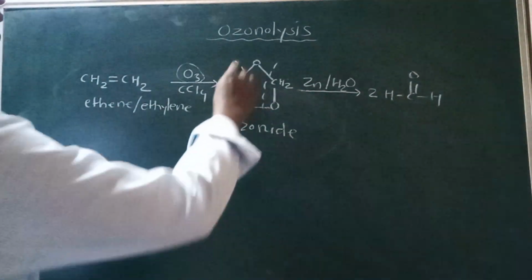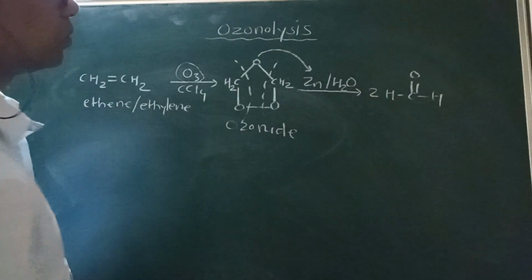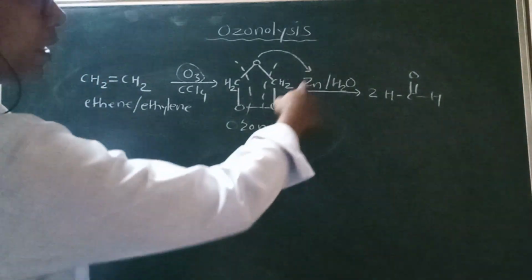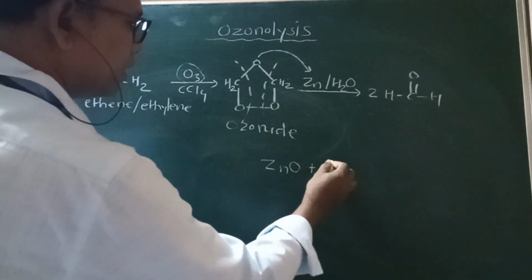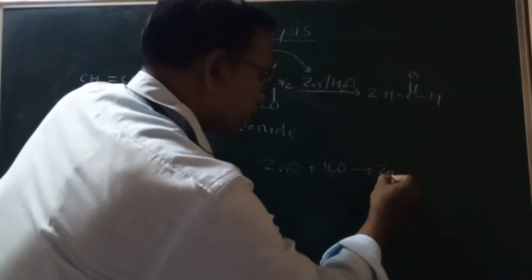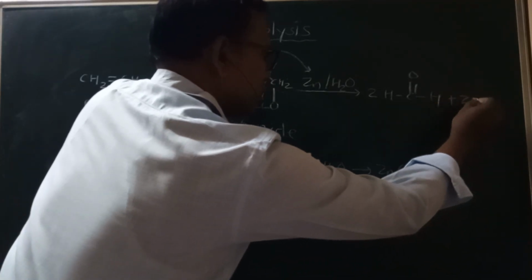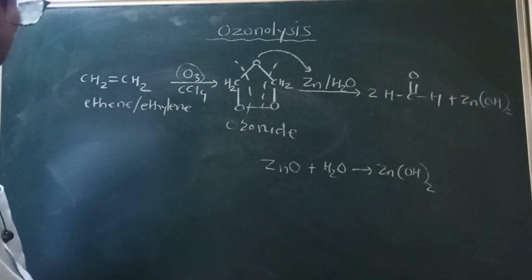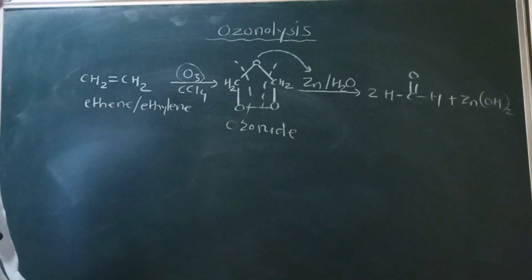Okay. What about this third oxygen? This third oxygen is going to couple with zinc, producing zinc oxide, that is ZnO. And as this decomposition is carried out using zinc in the presence of water, this zinc oxide readily reacts with water, producing zinc hydroxide, Zn(OH)2. So the secondary or minor product of this reaction is Zn(OH)2. Got it? Okay. So that is the ozonolysis reaction of ethene or ethylene.